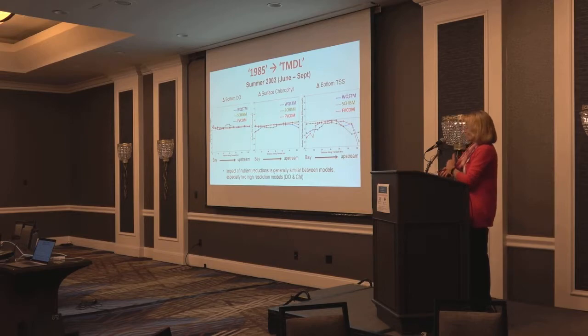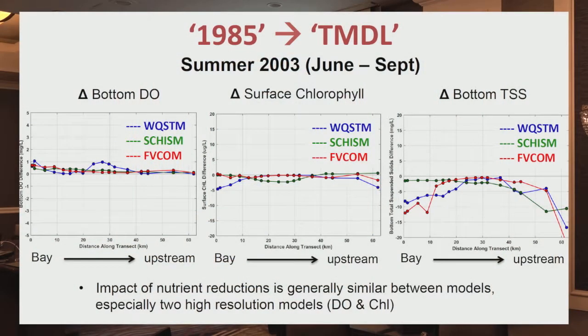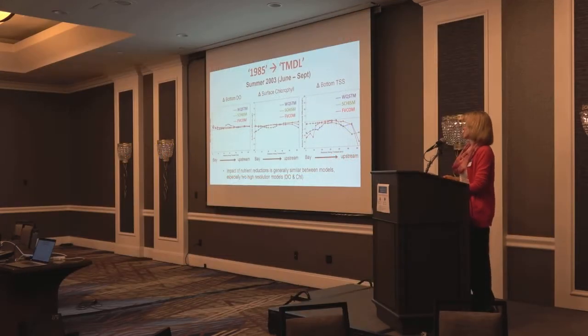So here, since it was so hard to see the differences, I've just plotted the deltas. Again, here we have delta bottom DO on the left, delta surface chlorophyll in the middle, and delta bottom TSS on the right, again for these 3 different models. So here you can see that the impact of the nutrient reductions is generally very similar between the models, especially between the red and green lines. Very similar here in terms of DO, and relatively similar in terms of chlorophyll.